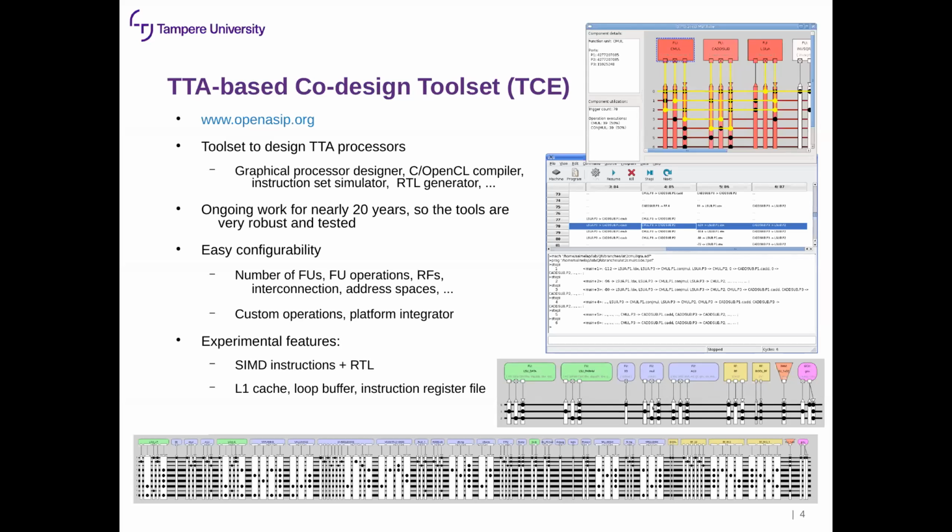In addition to these standard features, we basically have this experimental branch where we have SIMD instructions along with their RTL and different optimizations for the instruction stream, such as L1 cache implementations, a loop buffer, and this more exotic structure called instruction register file. So these basically are used to optimize the performance and energy of the instruction stream.